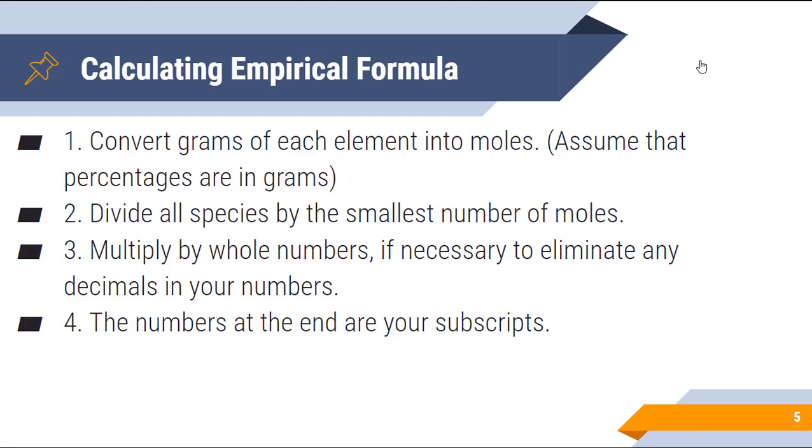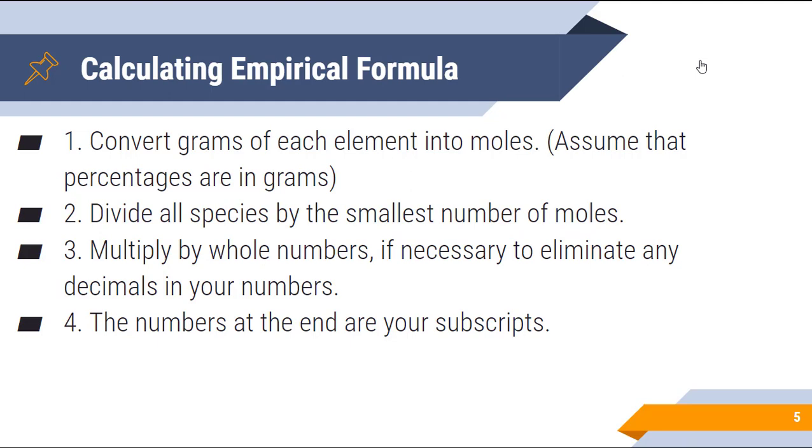Next, we divide all of the species by the smallest number of moles. Once you convert everything into moles, we divide each species by the smallest number of moles. If we get whole numbers, great, we're done. But if not, we have to multiply by whole numbers to eliminate any decimals. For example, if we get something that's a half, we have to multiply everything by 2 in order to get it to become a whole number. And then lastly, the numbers at the end are your subscripts, so you can write out your empirical formula that way.